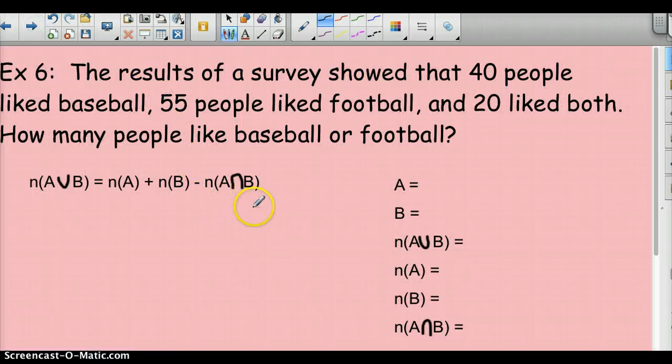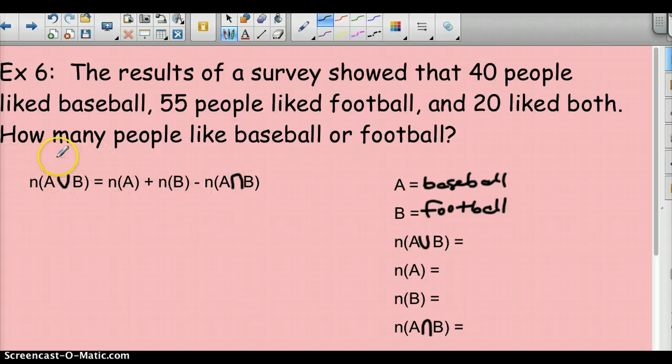As we look, it says the result of a survey showed 40 people like baseball, 55 people like football, and 20 like both. First thing we're going to do is to understand what the sets we're dealing with are representing. We're talking about two things, baseball and football. So I'm going to make A the baseball, and I'm going to make B the football. Next thing I would do if I were you, I would definitely do this. Write out your actual formula here and fill in for each one.